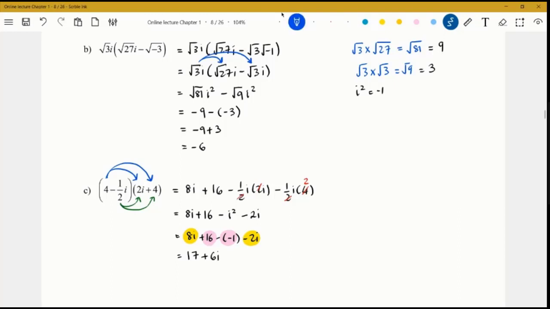Okay. So make sure your final answer for a complex number is always a plus bi. Don't write bi plus a. This we do not accept. Okay. We will only accept this one, where the i is at the back, not the i at the front. Okay. Alright. So that one is example 4.